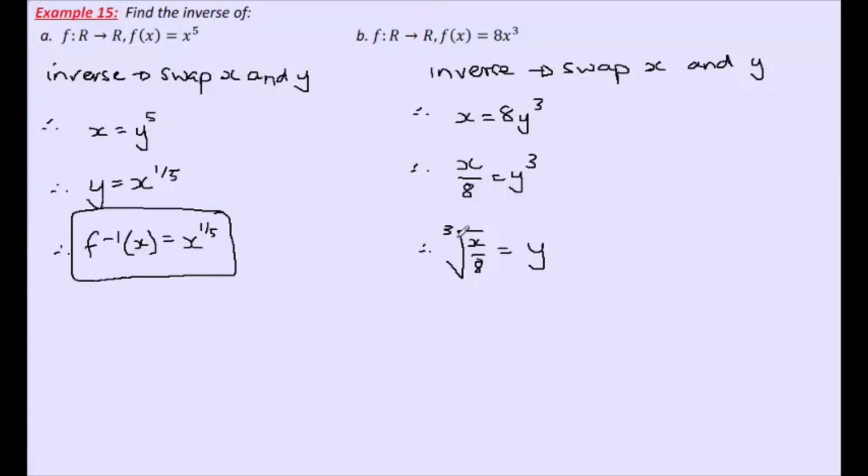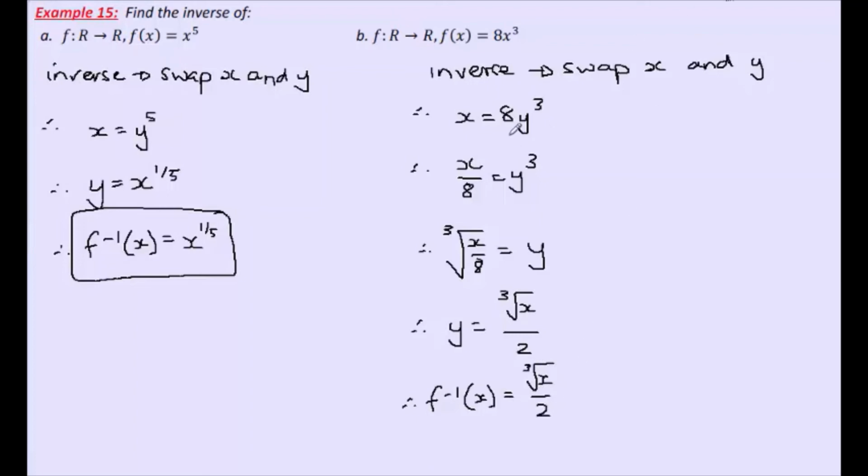Now, the cube root of 8 is 2, so therefore, y equals the cube root of x over 2, or x to the third over 2. But remember our terminology, so we are going to write it as f negative 1 of x equals the cube root of x over 2.